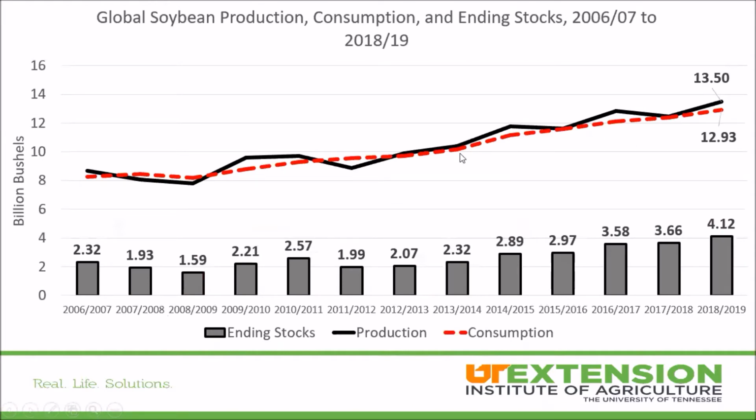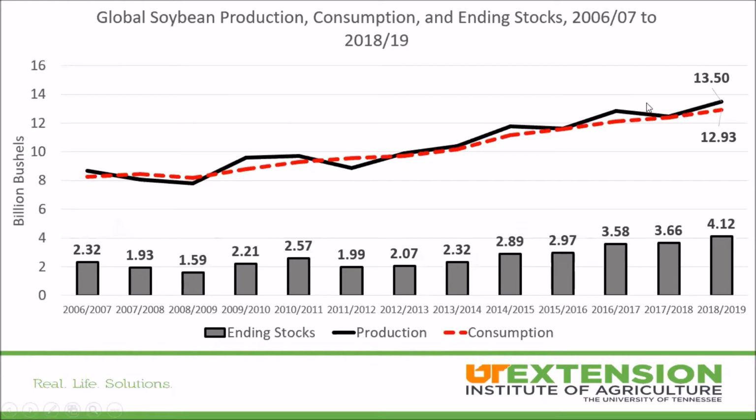Again, you look at those global stocks or production, consumption, and ending stocks. What you've seen is since 2011, a continual upward trend in global stocks. We're estimated at 4.12 billion bushels. Most of these stocks are going to be held in four locations: the U.S., Brazil, Argentina, and China. China obviously not on the production side, but on the consumption side, they maintain substantial stocks to meet their crushing needs in their livestock industry.